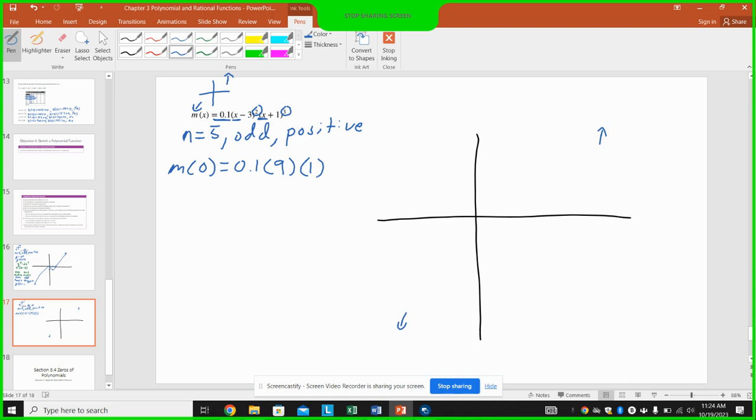0.9 times 1, 0.9. All right, so that means I have a y-intercept at 0.9. So here's 1. I guess I'll have a point somewhere about right there. Right? Doesn't have to be completely dead on accurate. All right, what was step 3 then?